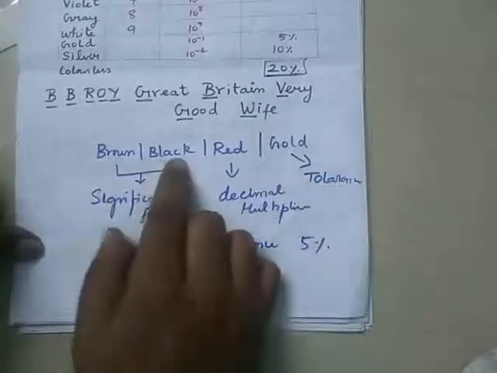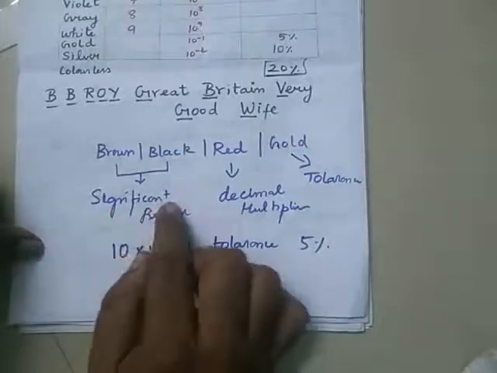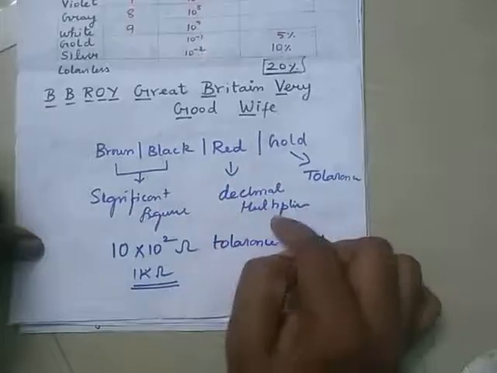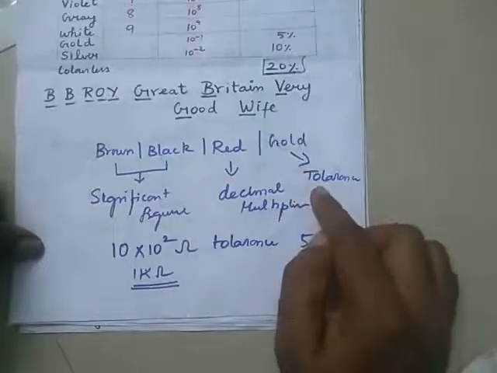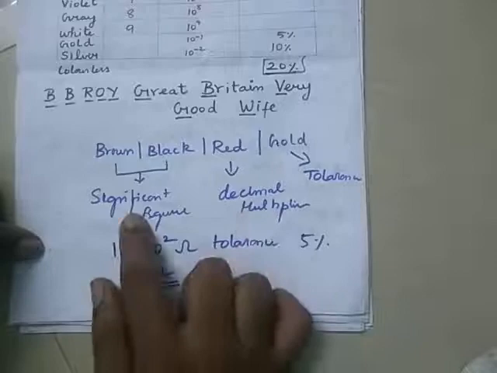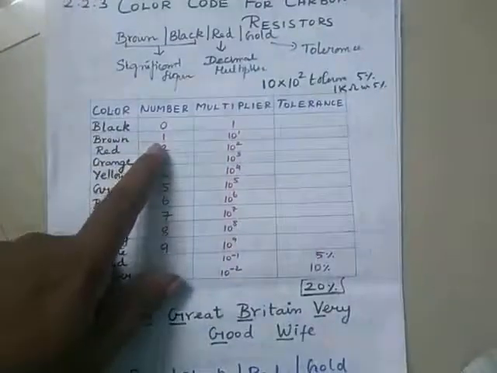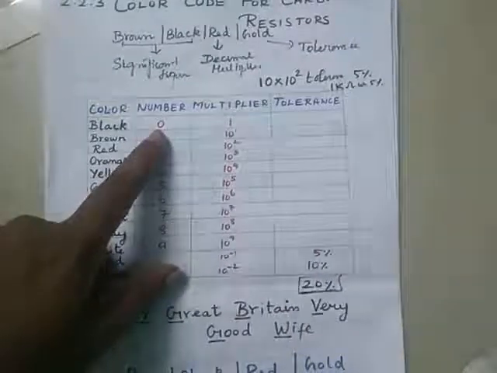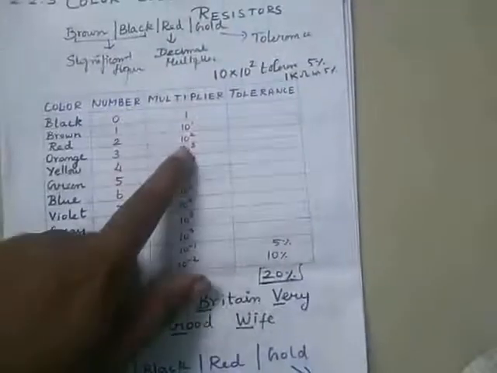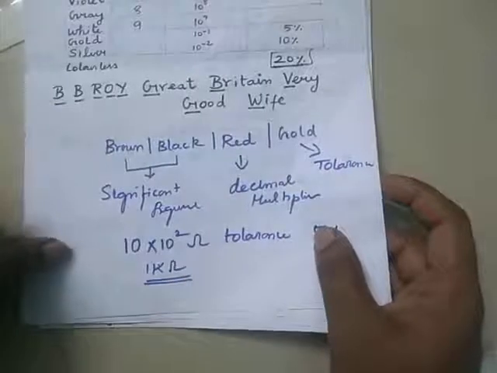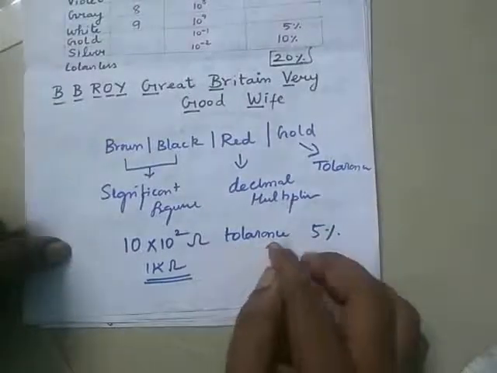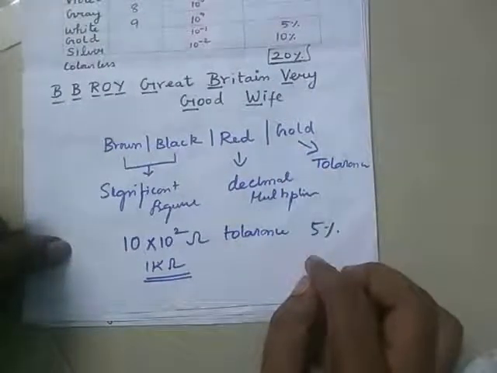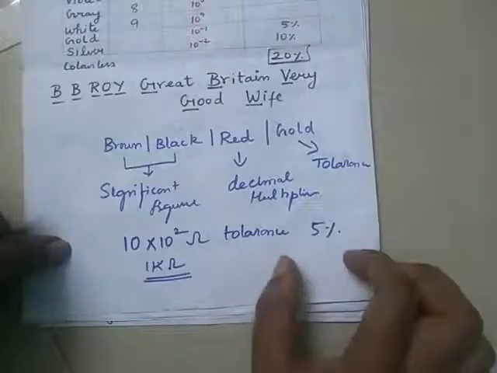Here the first two colors indicate the significant figures, the third one indicates the decimal multiplier, and the last one is the tolerance. Suppose brown and black: we know very well, for brown the number is 1 and black 0. Then next red means 10 power 2, so we get a value of 10 into 10 power 2 ohm. Then tolerance is gold, that means 5%. If there is no color then we use 20%.